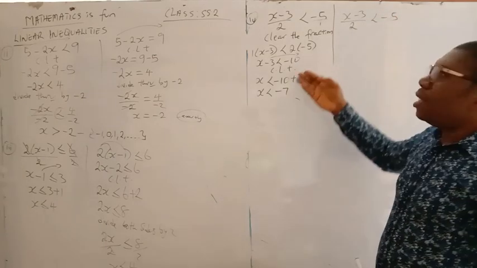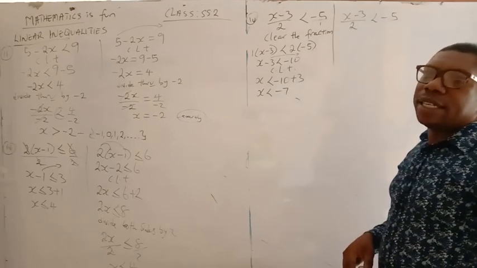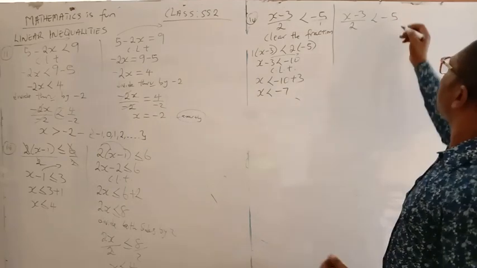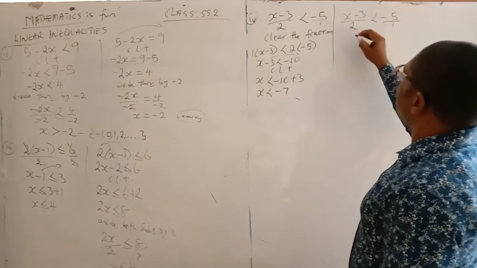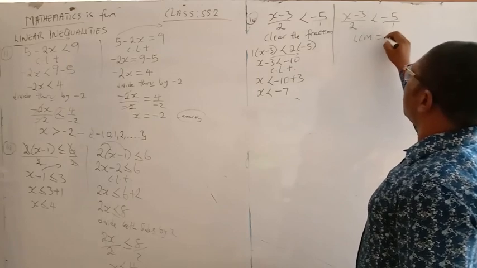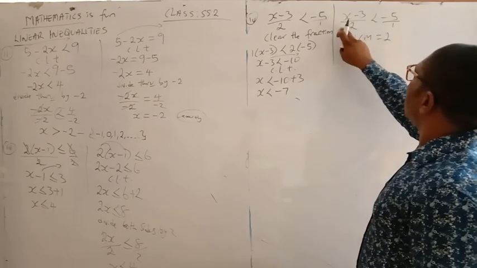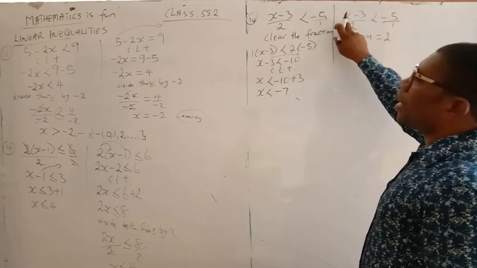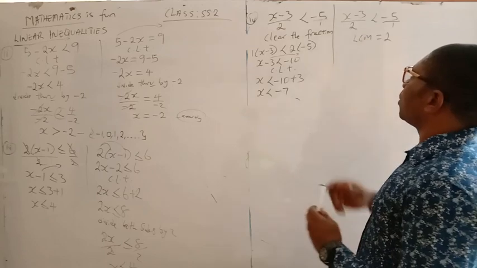I can just find, since I have a fraction here, the LCM across board. Of course, this one has a denominator of 1. So the LCM of 2 and 1 is 2. Then I'll use the 2 to multiply each of the terms. Our target is to eliminate the denominator, 2.